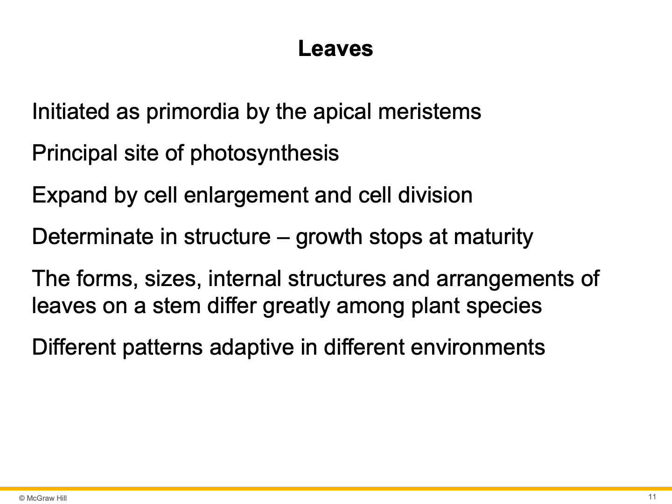Leaves first emerge as primordia, but they are not committed to become leaves at the beginning. The positioning of leaf primordia and the initial cell divisions have to occur before these cells commit to developing into leaves. Leaves can have different forms, sizes, internal structures, and arrangements depending on the species, and these different patterns are adaptations to living in different environments.